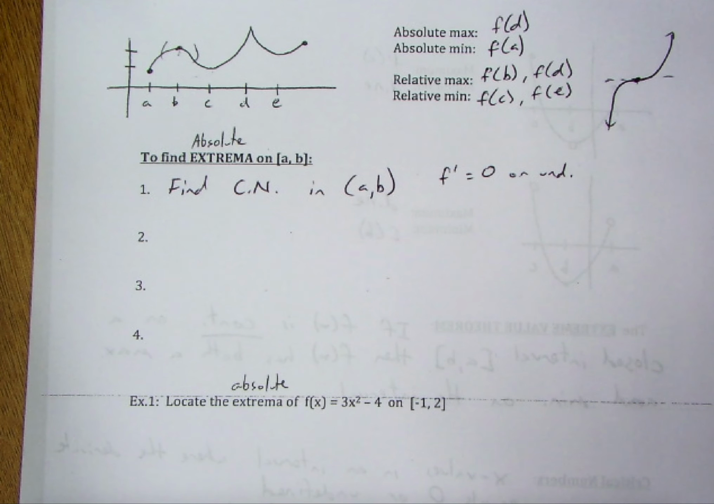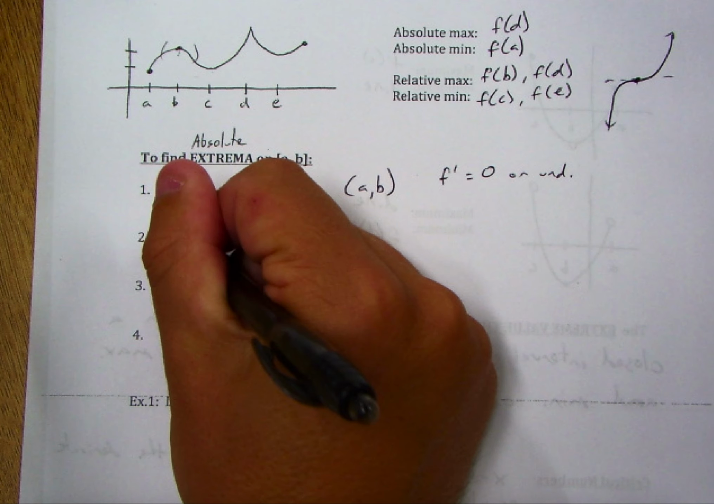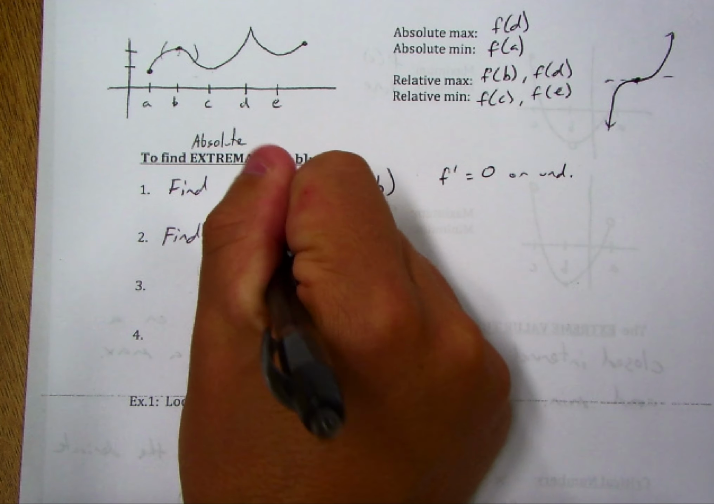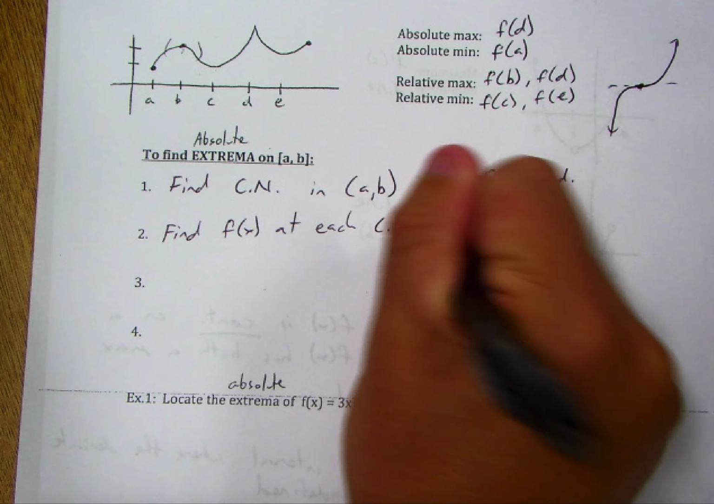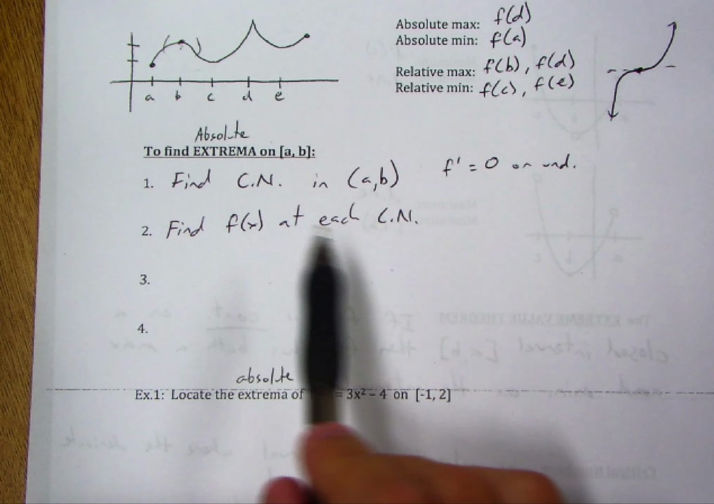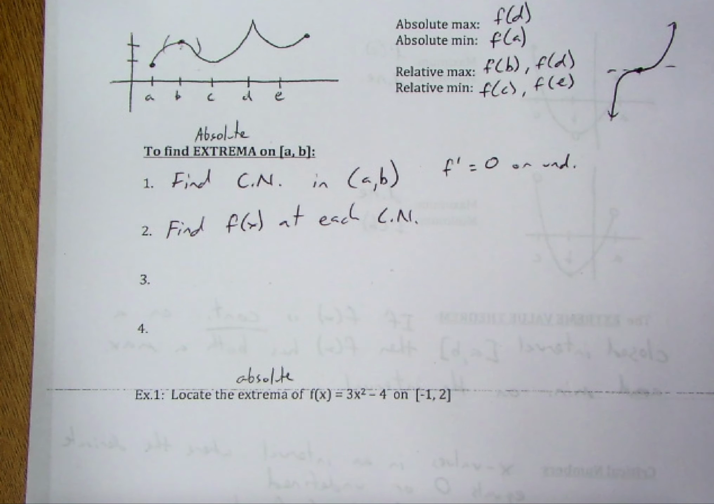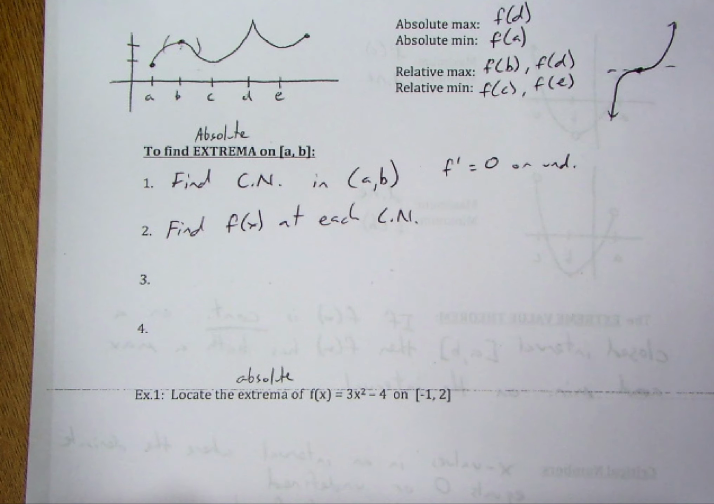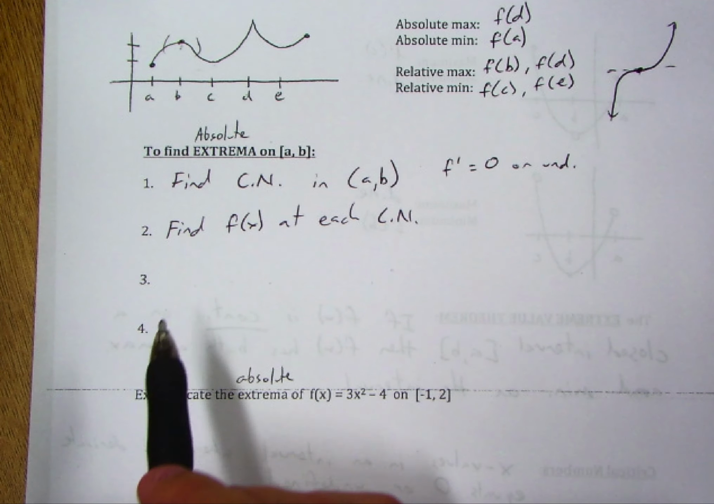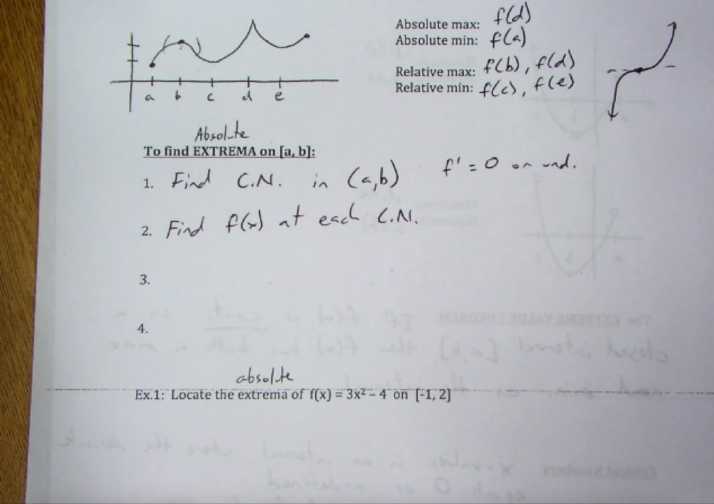Step 2, find f of x at each critical number. Basically, plug in those critical numbers to your function and get your y values. You're actually finding the y values of this function at the critical numbers. The other place that absolute extrema can occur is at endpoints of the function. So then we have to test the endpoints. And this is the thing that, as the year goes on, students forget about most often: plugging the endpoints into the function.